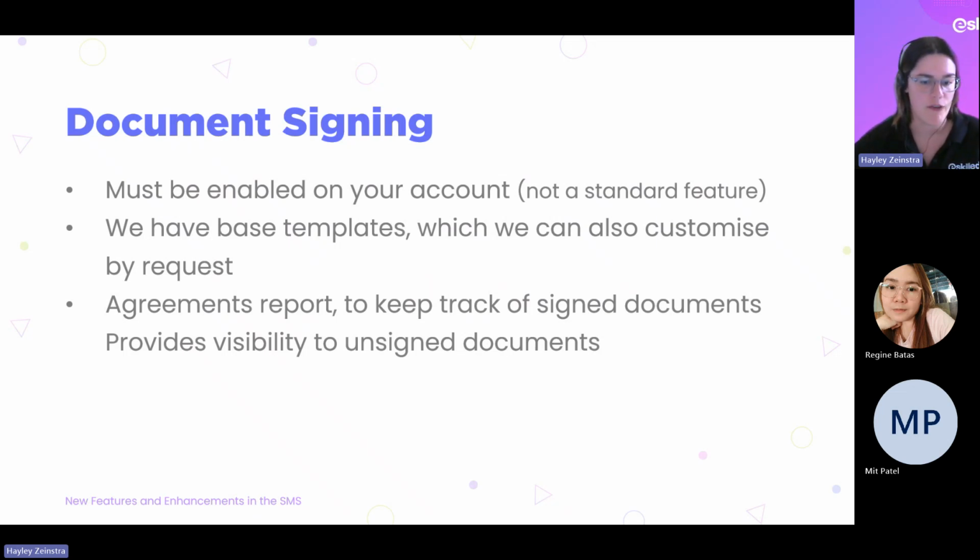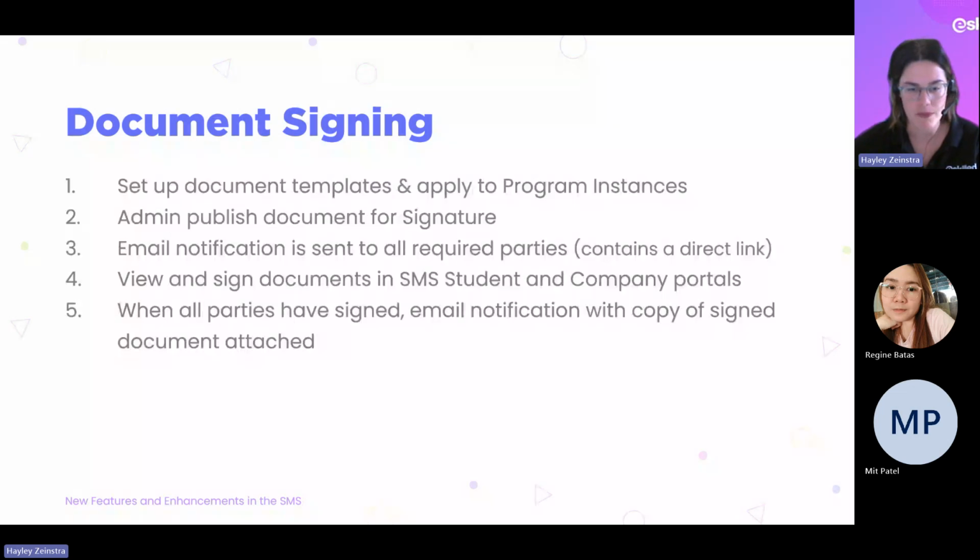With these documents, we have base templates that are available, and we can also customize these by request. So just keep in mind, you do have the ability to create these yourself in your account, but we do have those base templates to help get you started as well. And in terms of keeping track of the documents that you need to have signatures on, we have an agreements report, and that will help you to keep track of documents. Particularly, it will provide visibility on any unsigned documents. So we'll introduce where you can find that in the system as well.